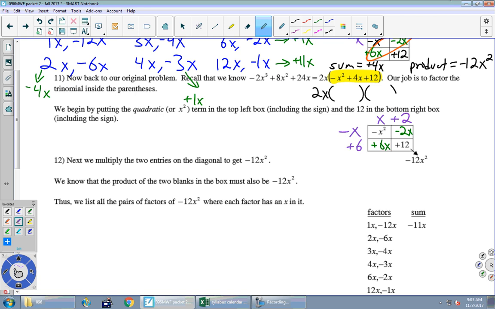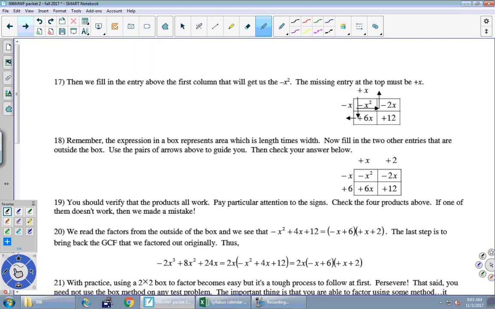Okay, so I think we're ready to write down our answer now. Looking at the stuff on the outside of this box, negative x plus 6 right there, and then x plus 2 right there. And that's the process. Okay, let's move on to the next page.